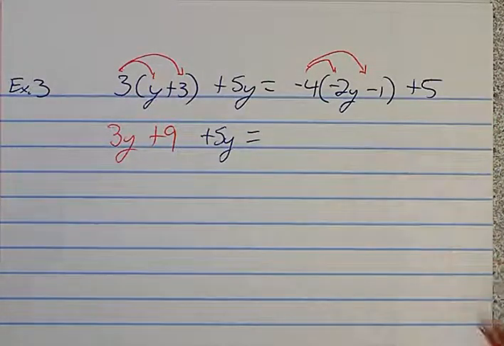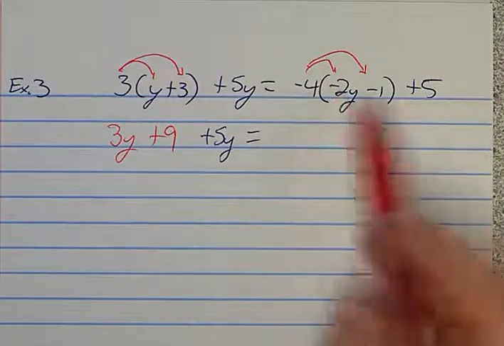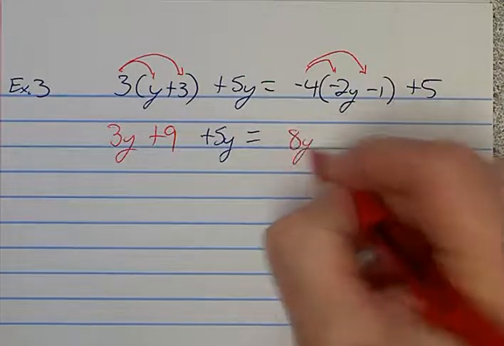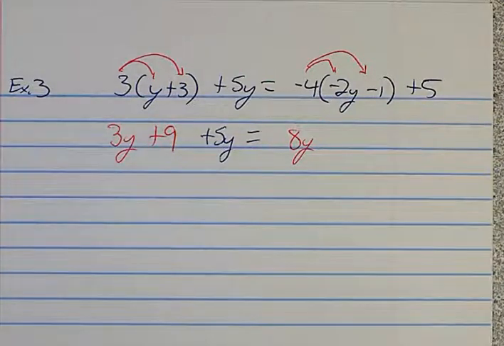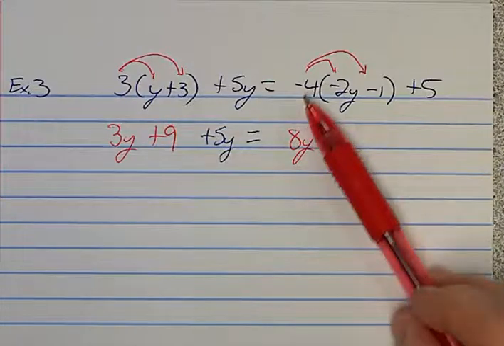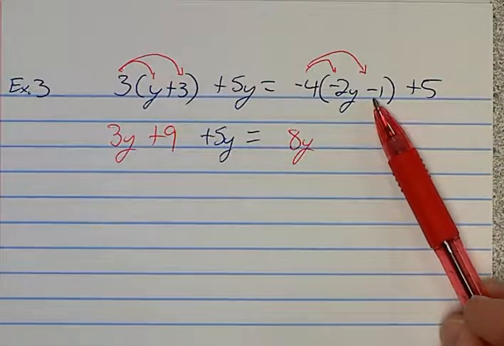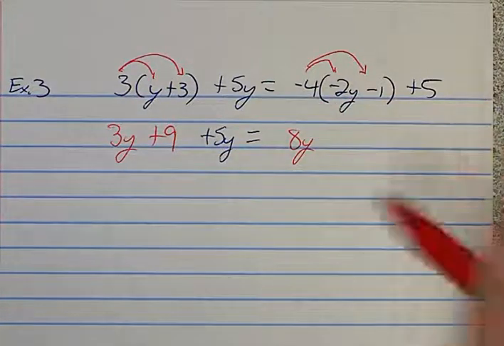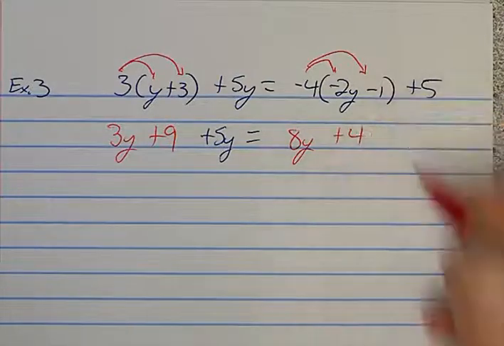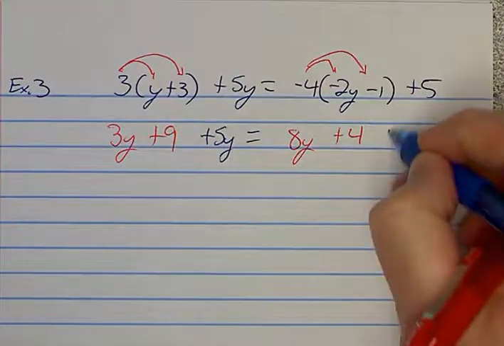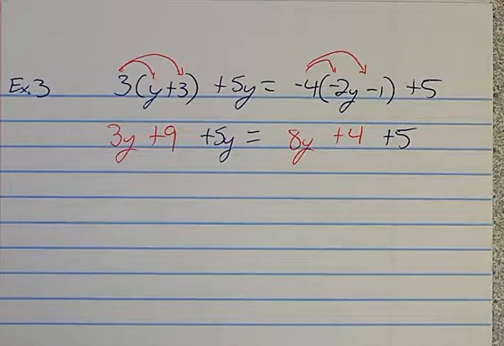All right, now here's where you've got to be a little bit careful. Negative 4 times negative 2, that's a positive 8, or just an 8y. And remember, when you do the negative 4 with this one, it is negative 4 times negative 1. So if you do negative 4 times negative 1, that's going to make it a positive 4. And then we got the plus 5.